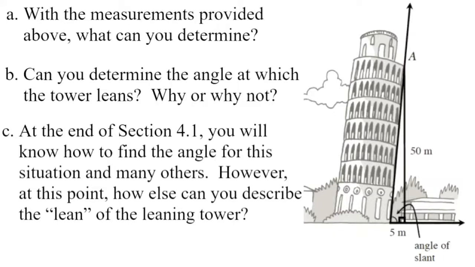For part B, we actually can't at this point. With the information we've learned and what we know and the tools we have, we cannot determine the angle that this tower is leaning.